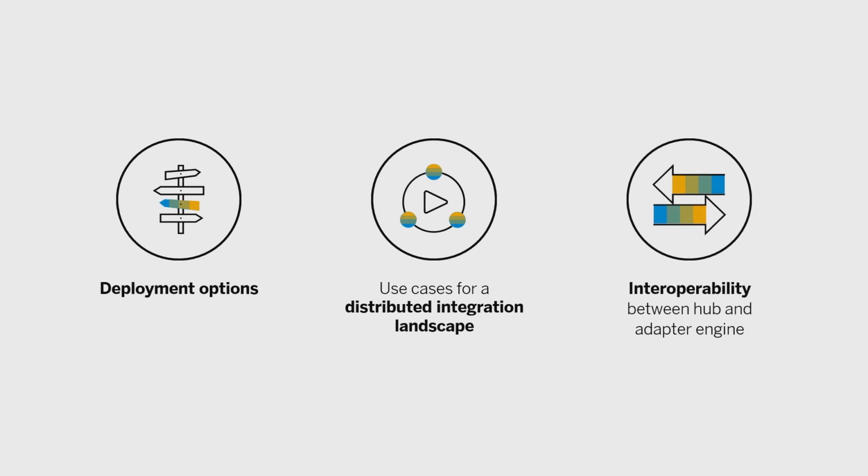And we will look at how version interoperability between Hub and Adapter Engine gives you the flexibility to leverage new deployments, for example, in hybrid scenarios with the possibility to run Hub and non-central Adapter Engines on different release or support package stack level.